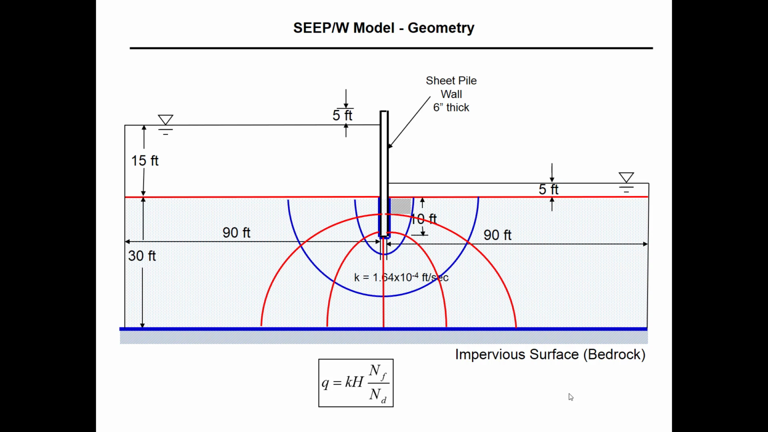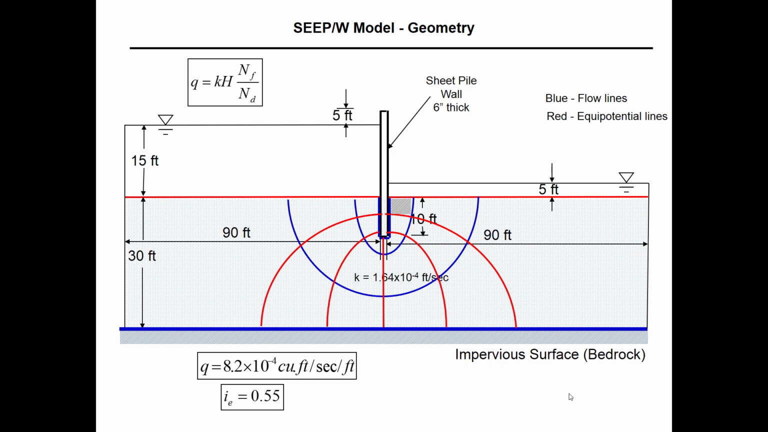I highly recommend drawing hand-drawn flow nets before starting the SEEP/W model. This will give you an idea what to expect, the discharge, the hydraulic gradient and pore water pressure by hand. This is very necessary when you are learning something new. In this problem, the blue lines represent flow lines, the red lines represent equipotential lines.